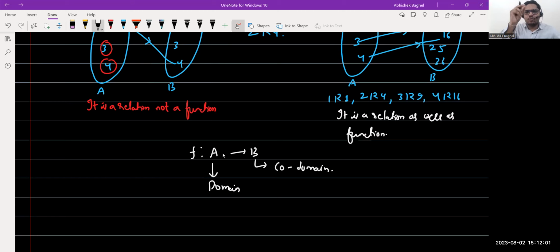So in case of function, whole set A is the domain, whole set B is the codomain. And what about the range? Range is the elements of side B which get related, right? Clear? So let us now find out the domain, codomain, and range of both of these relations or functions.